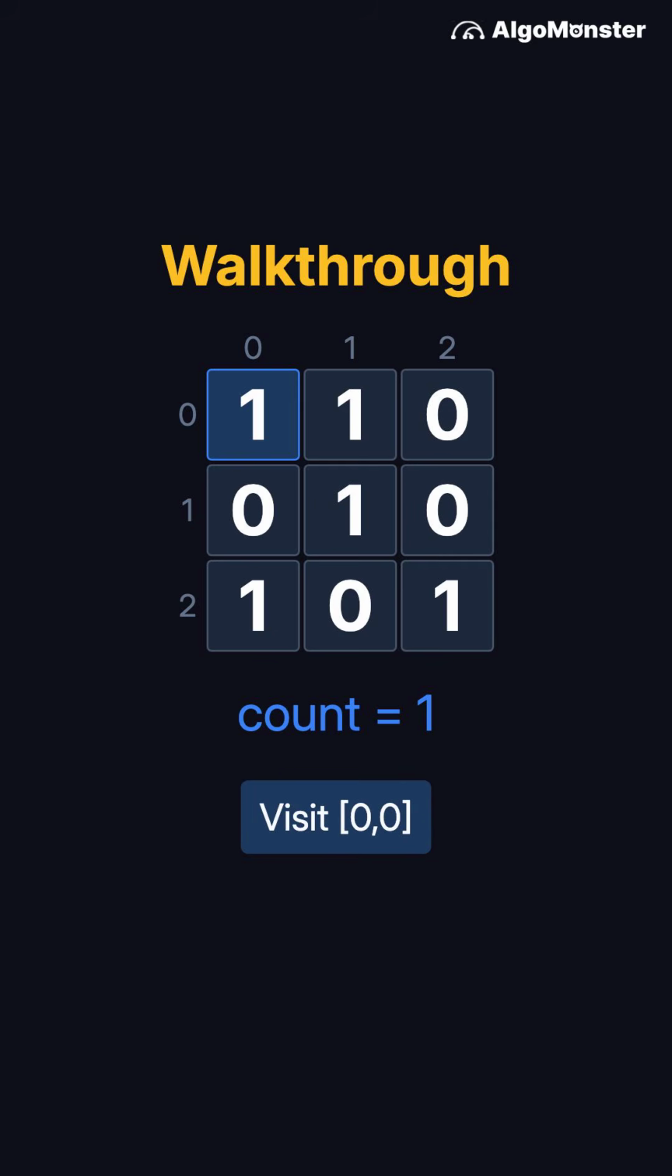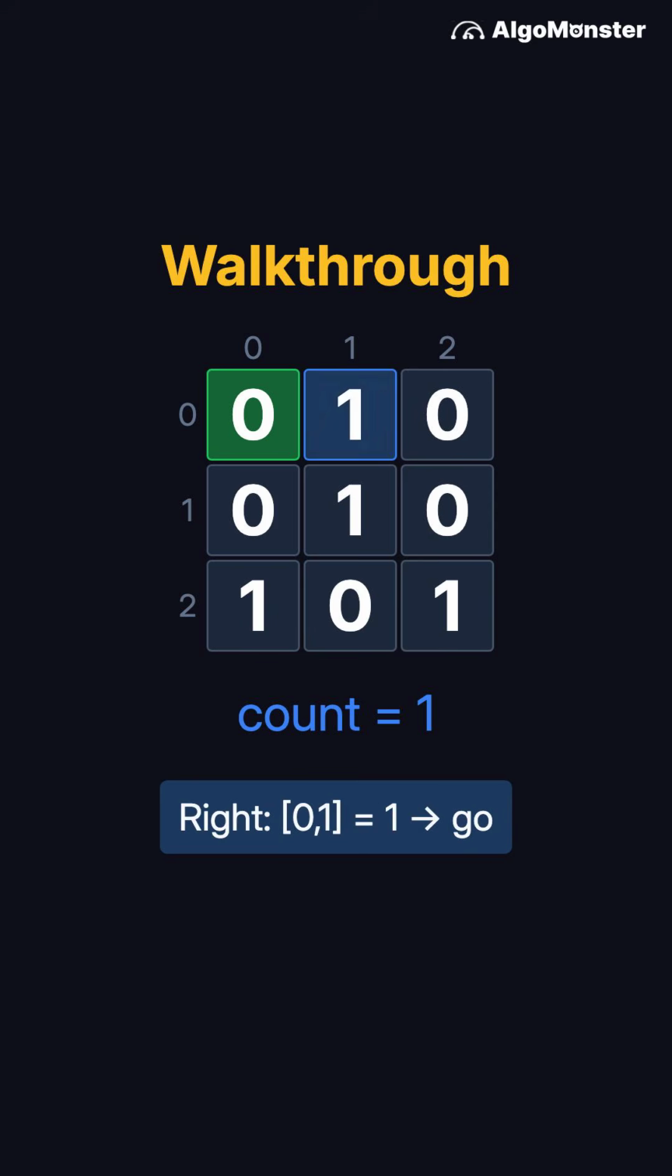Starting at the top left, row 0, column 0. Flip it to 0 so we don't revisit. Check 4 directions. Up is out of bounds. The cell to the right, row 0, column 1, is a 1. Go there. Now at row 0, column 1. Flip it to 0, right is 0.